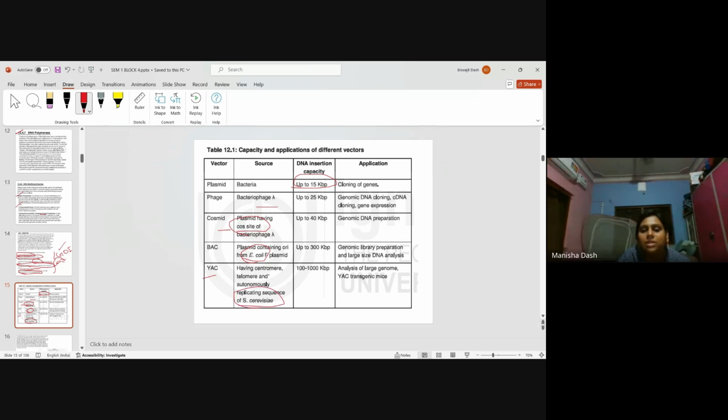Okay, so as you can observe, the intake capacity of BAC and YAC is comparatively much higher than the rest of the vectors. Okay. So depending upon the size of the gene they can take up, they have various applications.